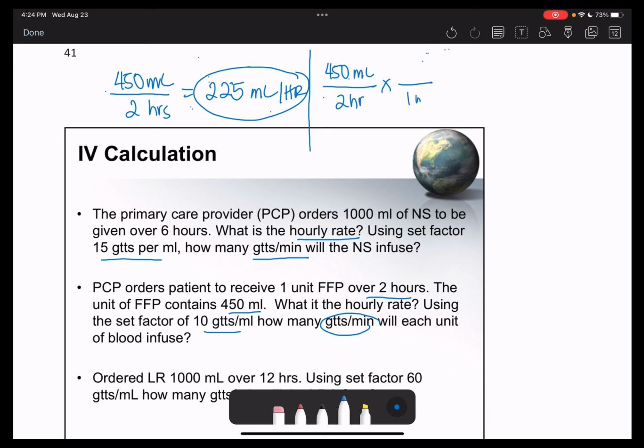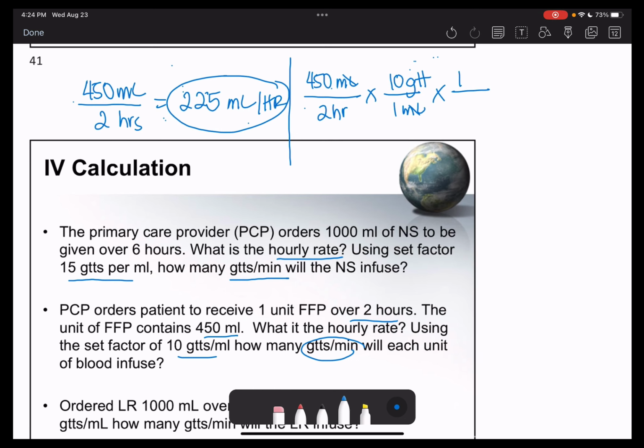Using the provided drop factor, which is 10 drops per ml, right? ml goes here, so 1 ml, right? So we can cancel this. And then the drop is on top, so drop. Okay, and then again, this is in hours, so we need to convert it into minutes. So how do we do that? Per hour, 1 hour has 60 minutes. So now we can cancel this and this, right? So we're going to be left with drops per minute.